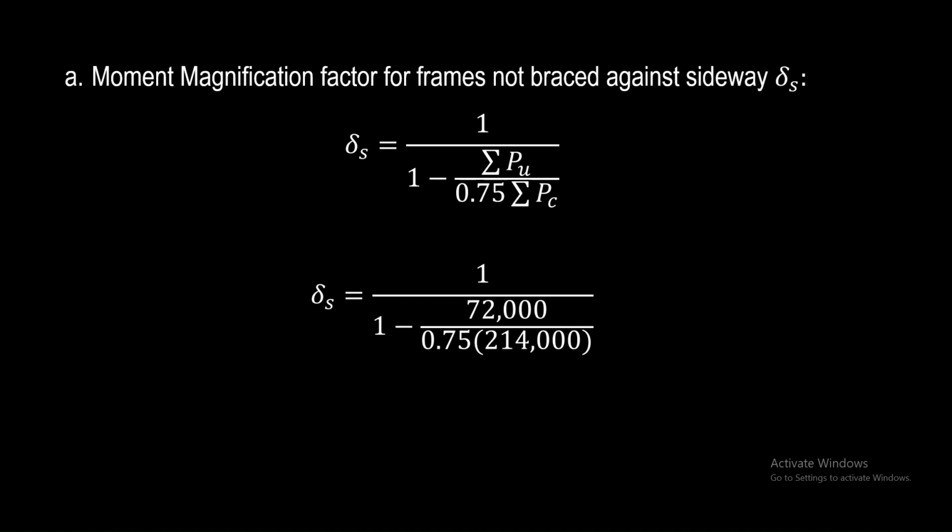After we substitute the given values, we have 1 over 1 minus 72,000, the summation of factored axial loads for all columns, over 0.75 of 214,000, the sum of the critical loads. After substituting and computing this in our calculator, we get the moment magnification factor for frames not braced against side sway amounting to 1.814.